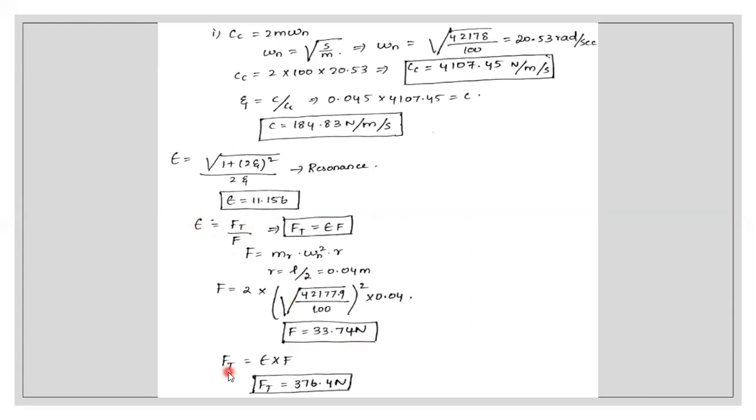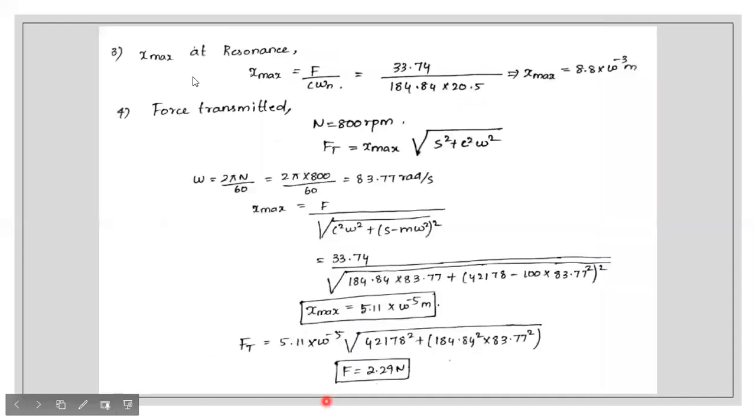So force transmitted is equal to epsilon into force applied. So you will be getting a value of 376.4 Newton. Now the third condition is we need to determine the amplitude at resonance condition. So x max is equal to F by c omega n. F value we know, c value we know, omega n value we know. So just substitute all the values and you'll be getting the x max value.